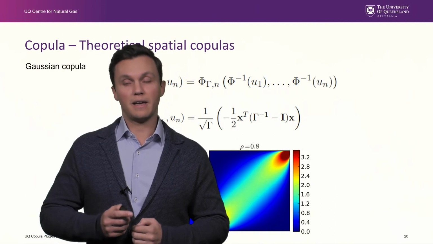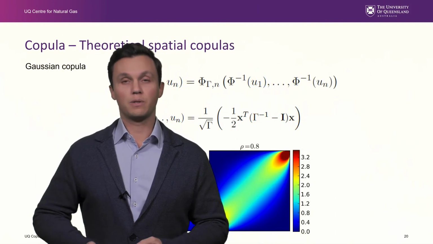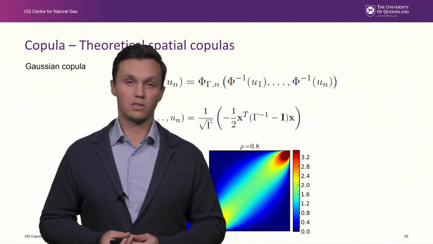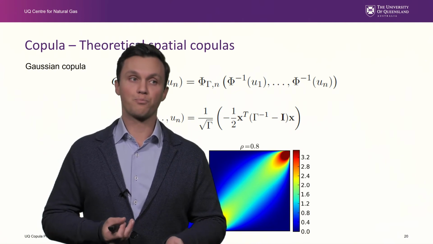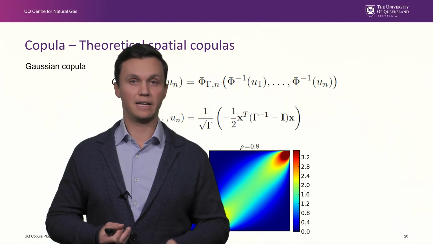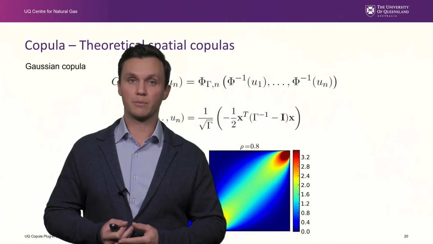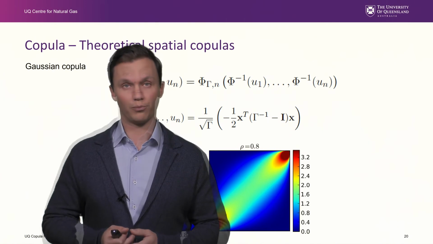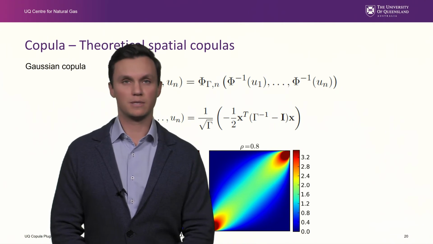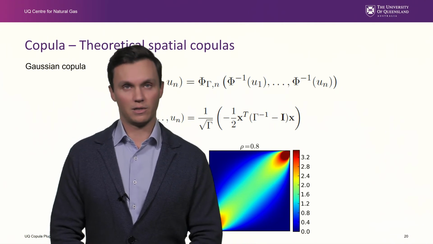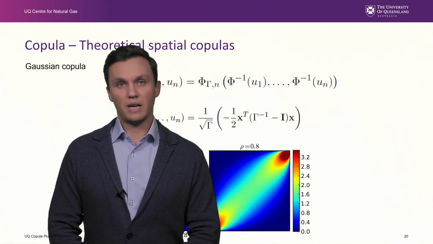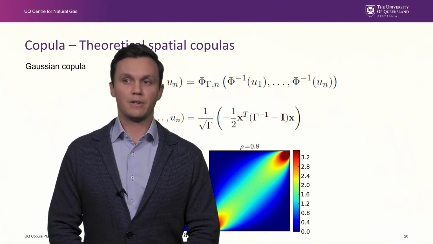So once we analyzed our data sets, we of course also want to be able to simulate such structures, because if we find out based on our analysis that we have asymmetry in our data, we also want to be able to represent it in a simulation. So in order to use copulas for simulation purposes, we need theoretical copulas. Unfortunately, there are not many spatial copulas available.